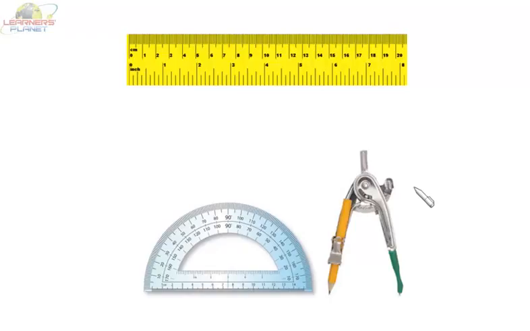Friends, these are the basic equipments which we use to construct geometrical shapes or figures. So this is known as ruler, this is a protractor, and this is a compass. We will be using all these three in our geometrical constructions.